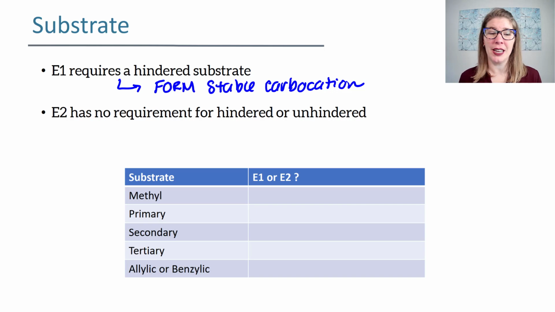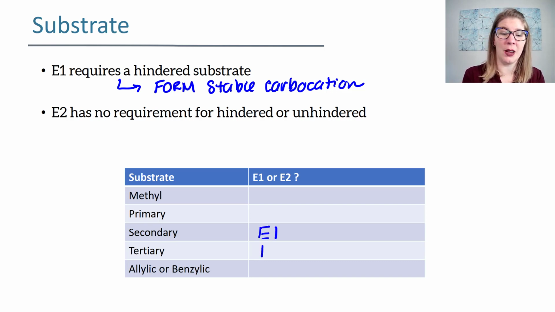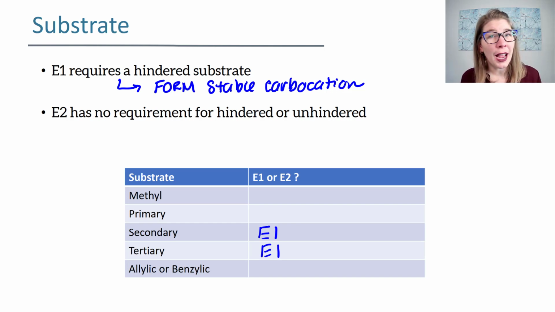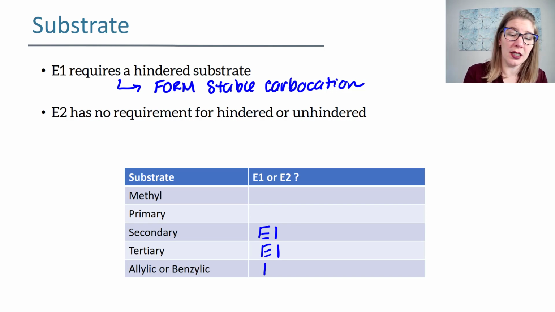If we look at this table down here, methyl, primary, secondary, tertiary, allylic, benzylic, how do we know if an E1 or an E2 is going to happen? Well, E1 requires a stable carbocation, so it's not going to happen for methyl or primary. It can happen for secondary, it will happen for tertiary, and allylic and benzylic make good carbocations because they're resonance stabilized. Even if it's primary allylic or primary benzylic, they're still going to form good stable carbocations.